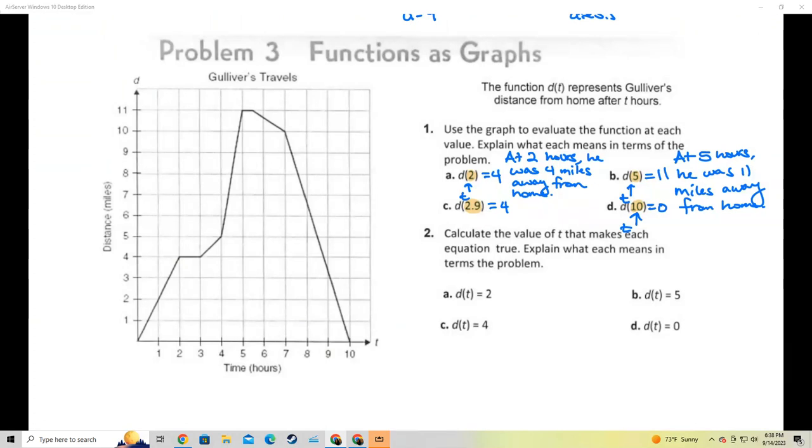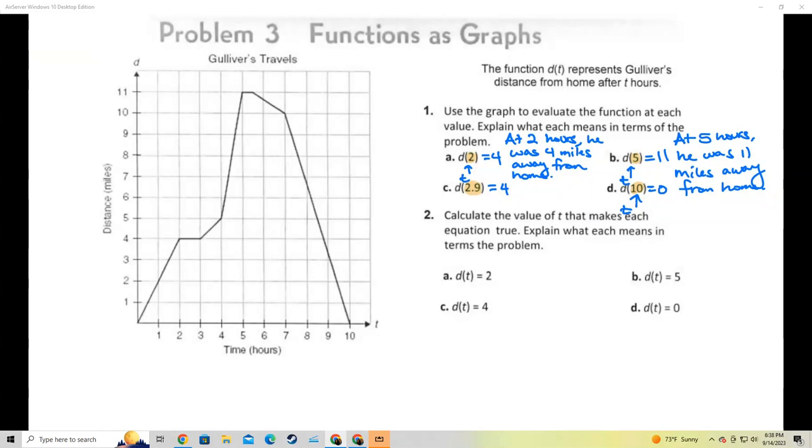Okay, these next ones are going to be a little bit more complicated because it's always more complicated going a little bit backwards. So calculate the value of t that makes each equation true. Explain what each means in terms of the problem. So this time that 2 is on the outside. That means that 2 is not an x, it's actually a y. Remember that y in this case would be your d, the distance, because we're not dealing with x's and y's, we're dealing with t's and d's. But 2 is your distance, and we're going to see what t value makes my y value or my distance equal to 2. So d is 2.